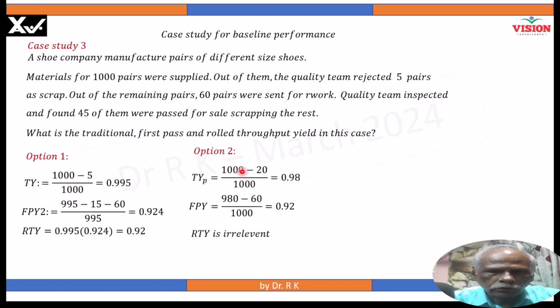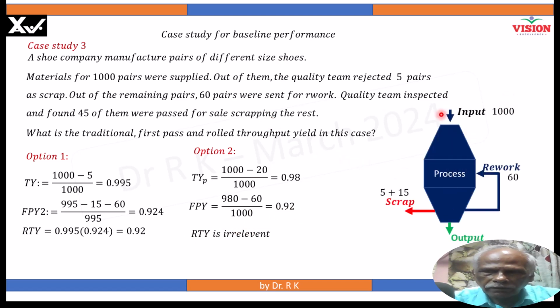Option 2, yes, 1000 minus 20 by 1000 is okay. And first pass yield is 980, that is output, minus 60 that were reworked. Therefore, 980 minus 60 by 1000 is equal to 92%. RTY is relevant because this is one process with rework.